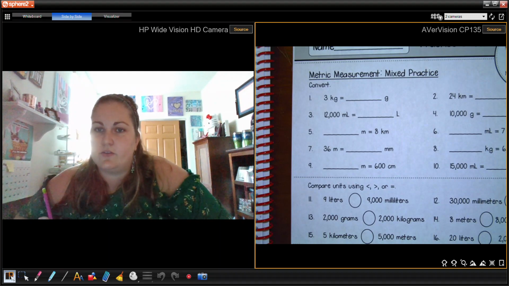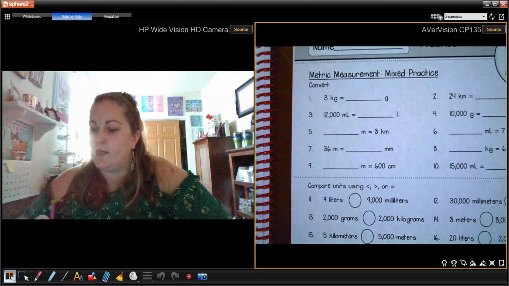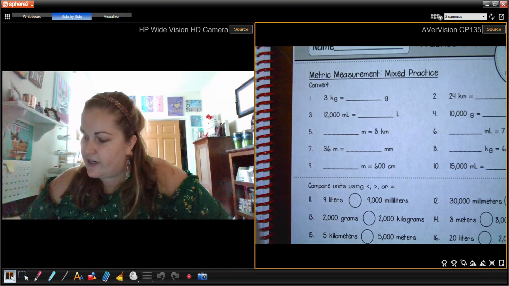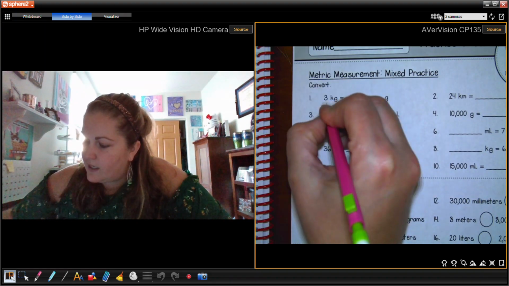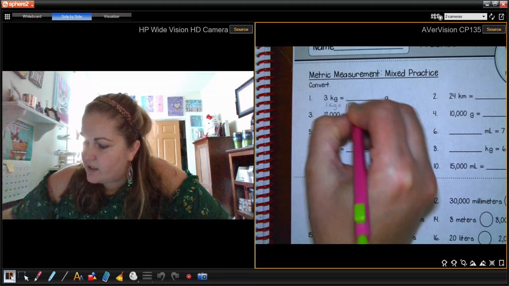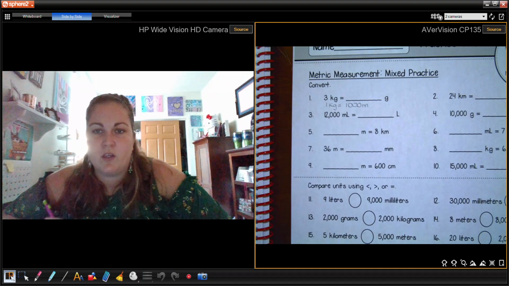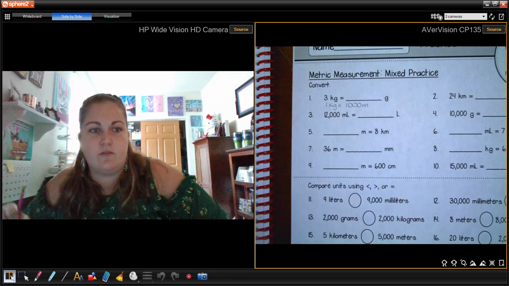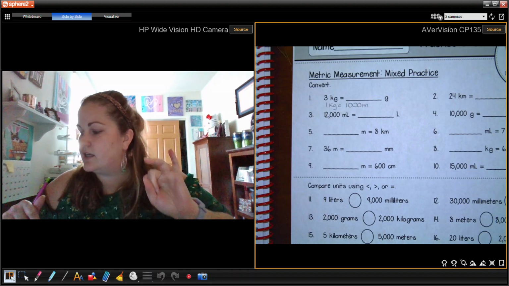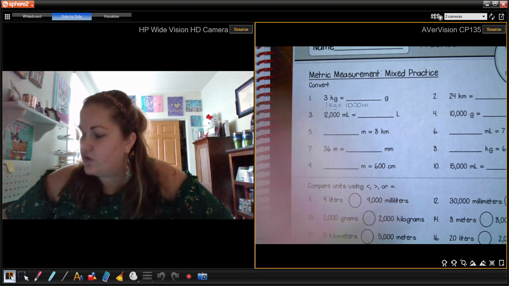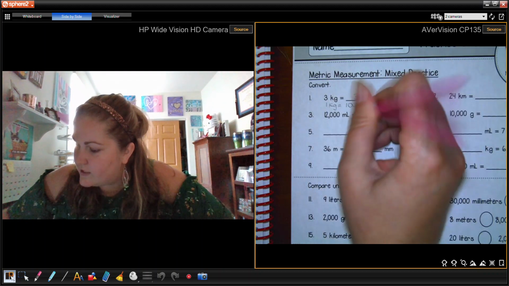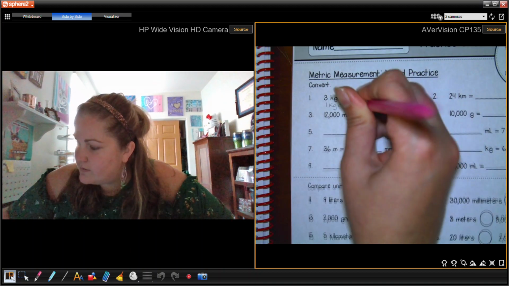So it says 3 kilograms equals how many grams? So I've got my reference sheet here, and I'm going to look that a kilogram is 1,000 grams, and I always like to write it underneath. 1 kilogram is 1,000 meters. So if 1 is 1,000, then 3, it would be 1,000 and another 1,000, 2,000 and another 1,000, 3,000. And I don't know why I put meters when I should be writing grams. My bad.